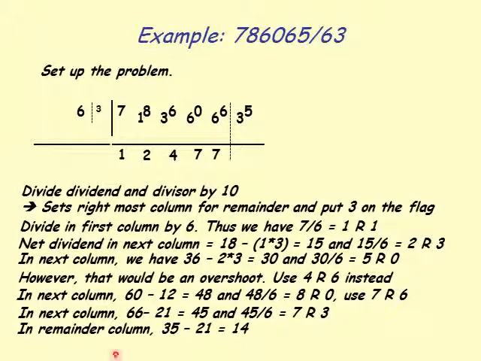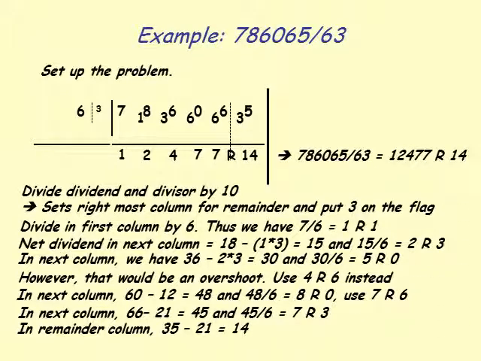Continue. In the remainder column, we have 35. 3 and 5. 3 is like 30 here. 30 plus 5 is 35, minus 7 times 3, minus 21, which is 14. Okay, so the remainder is 14. Let's continue. Okay, that means that 786065 divided by 63 is 12477.